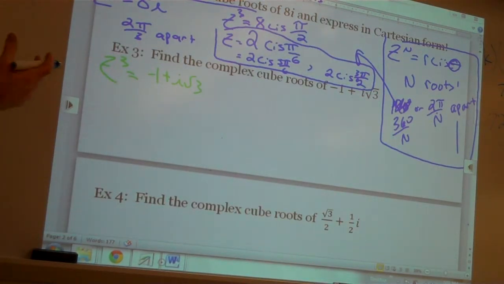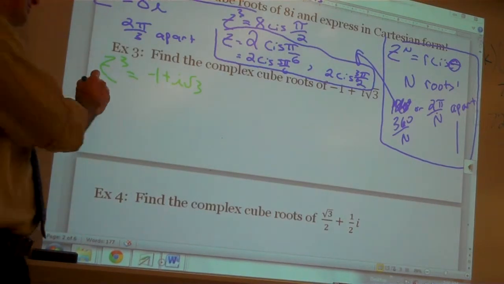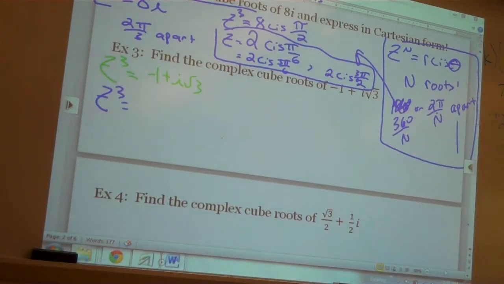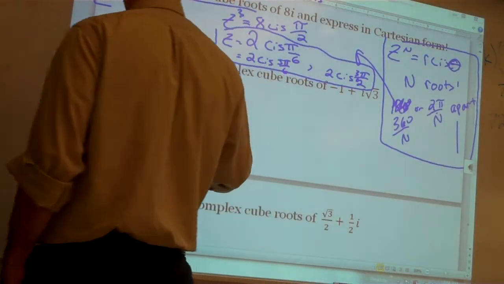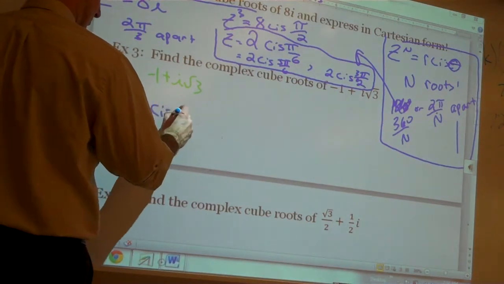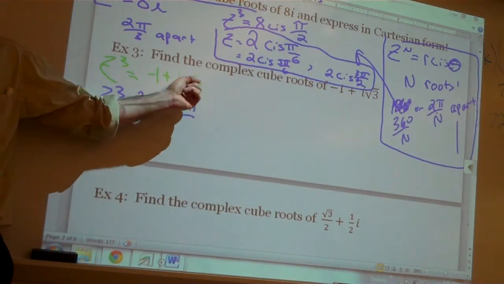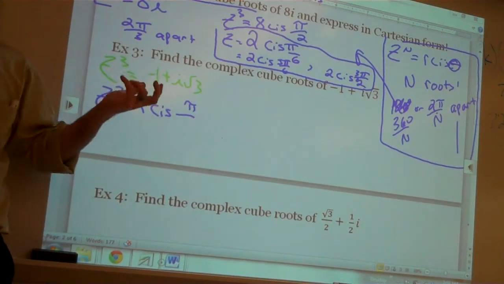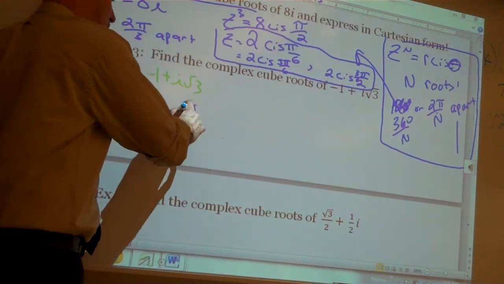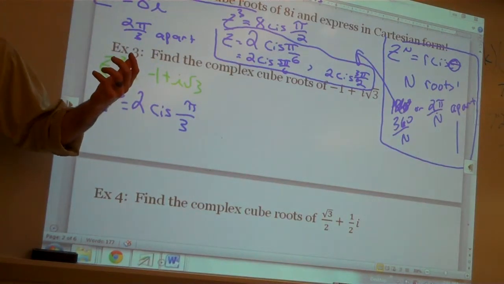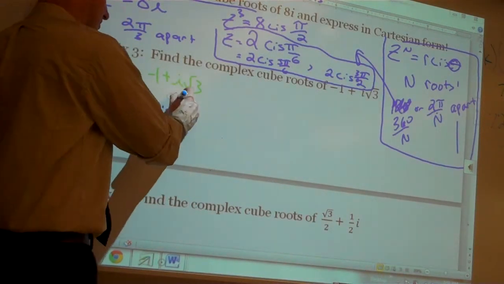First task would be to convert this to polar. When the sides of the triangle are 1 and root 3, what's the radius going to be? 2. So it'll be 2 cis. My sine is going to be root 3 over 2. My cosine's 1/2. We just did that. We know it's pi over 3. And we're in quadrant 2. So what's my argument? 2 pi over 3. There you go. Alright.